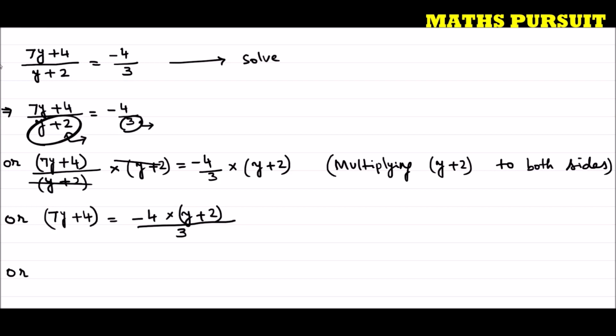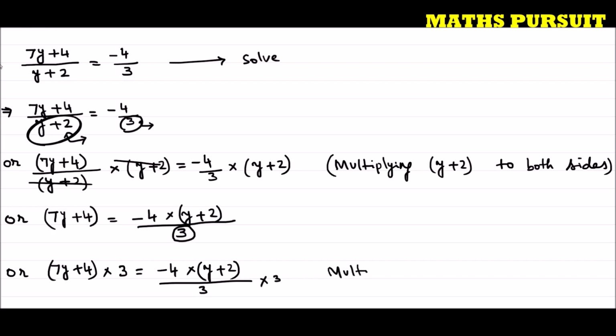Or 7y + 4, as I told you, now I'm going to multiply 3 to both sides so that I can eliminate this 3 from the denominator. So (7y + 4) into 3 is equal to minus 4 into (y + 2) divided by 3, into 3. Again I can write the narration as multiplying 3 to both sides. And guys, you could easily understand now why I am multiplying. So for that reason I have multiplied 3 to both sides.